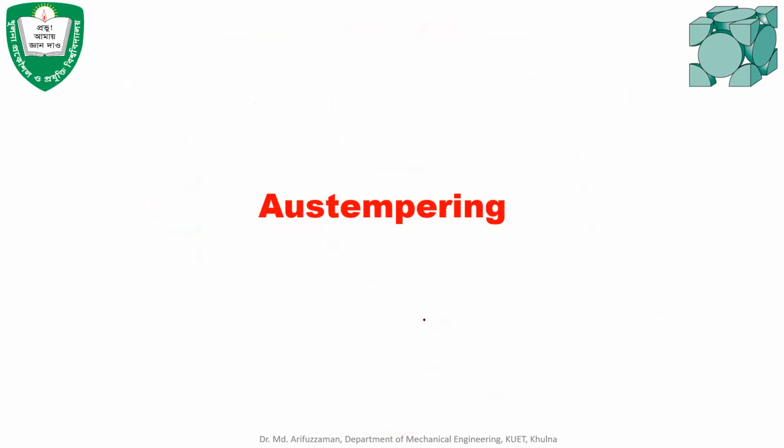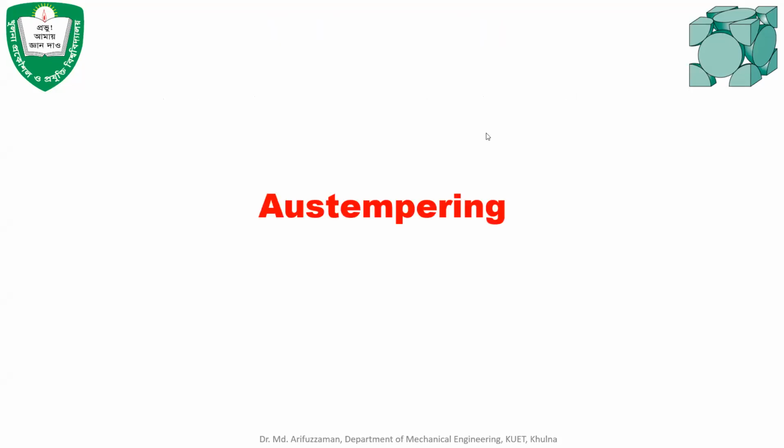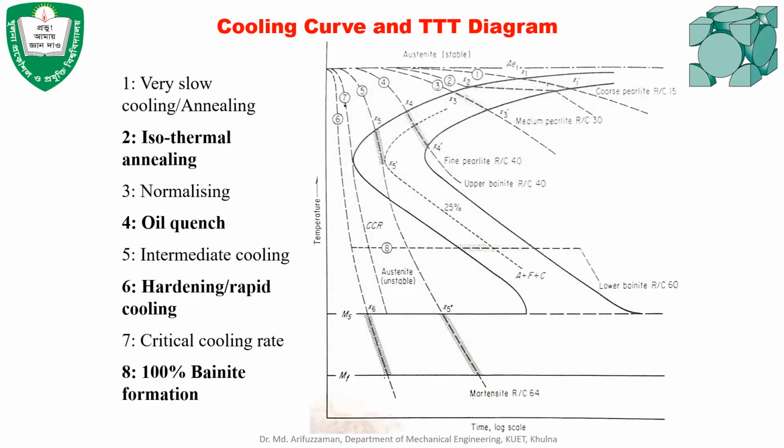So the next one is austempering. So in the case of austempering, it is slightly different than tempering. Okay, austempering is done to obtain a structure which is 100% bainite. Okay, so do you understand now what austempering is? It is the cooling, avoiding the nose region and keeping it at a certain temperature to obtain bainite.